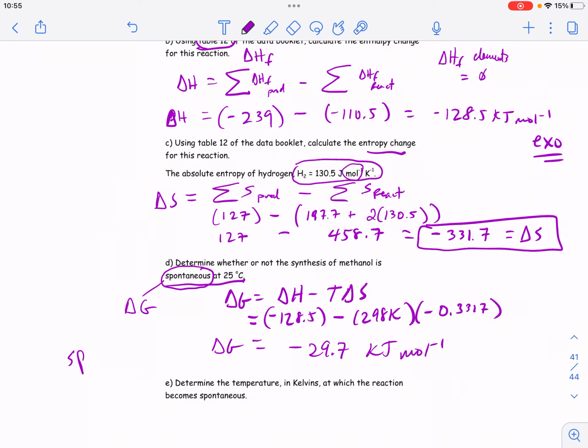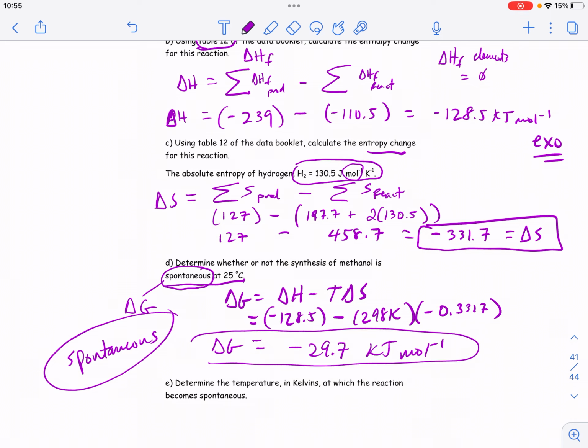So it is spontaneous. It's considered a spontaneous or favorable reaction at this temperature. And if I had to give a reason why, because delta G is negative. If delta G is negative, that is sort of the definition, the quantitative value to support whether or not something is spontaneous.